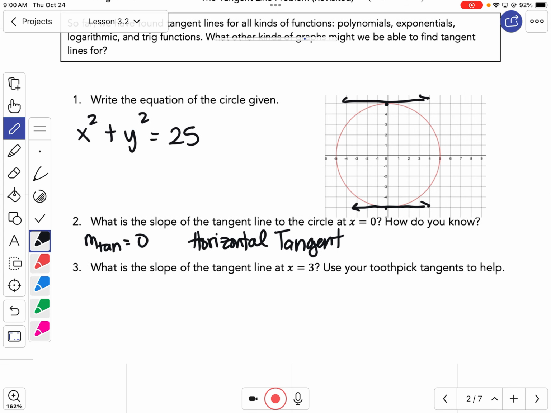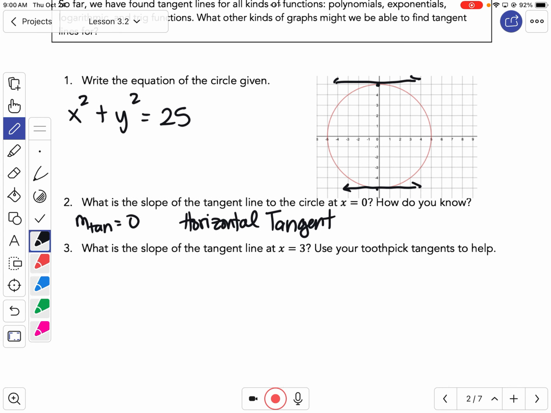All right, so now we get into the toothpick question. And it says, what's the slope of the line tangent at x equals 3? So when x is 3, how many tangent lines are we actually going to get? Two. We're going to get 2. Okay, we get 2 tangent lines. This is where your toothpicks would help you, apparently. Okay, they're very good straight edges.